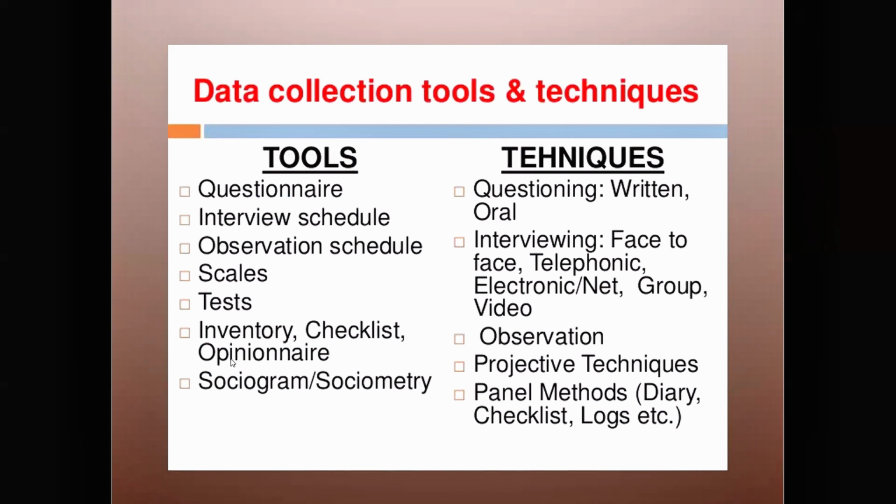Now, what are the tools we can use for data collection? We talk about the questionnaire, the interview schedule, observation, scale, test, inventory, like that. These are for primary or secondary, or thereabout. These are ways in which we can get our data.